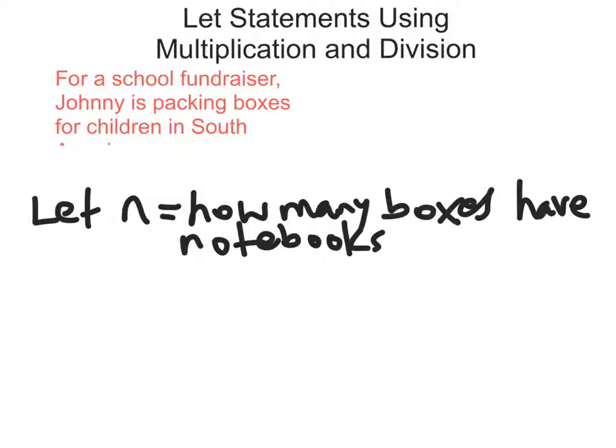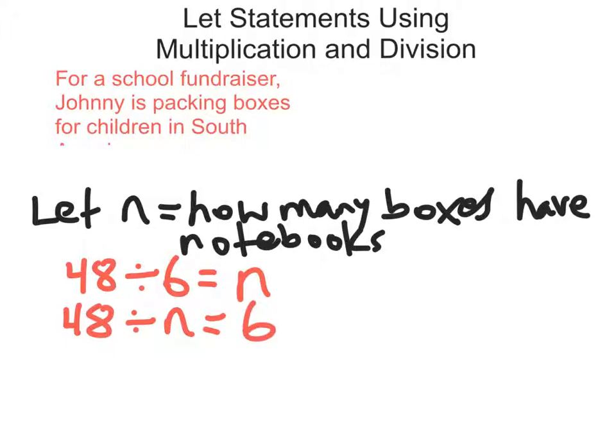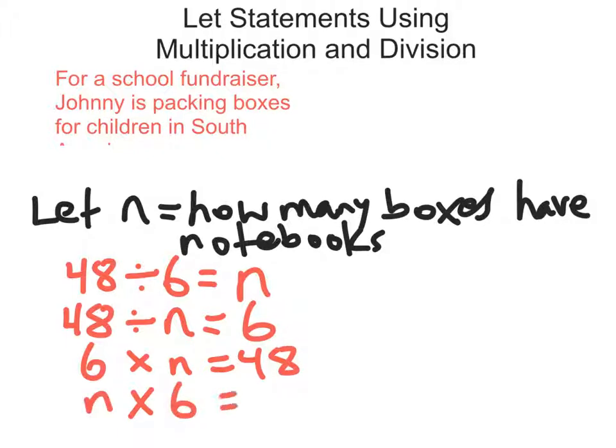All right. Now, we know Johnny has 48 altogether, and he's dividing them into groups of 6. So I could write 48 divided by 6 equals n. How many boxes there will be? I could also write this, thinking about fact families, as 48 divided by n equals 6. And what goes along with division? Multiplication facts. They are a family. So I could write 6 times n equals 48, and n times 6 equals 48.